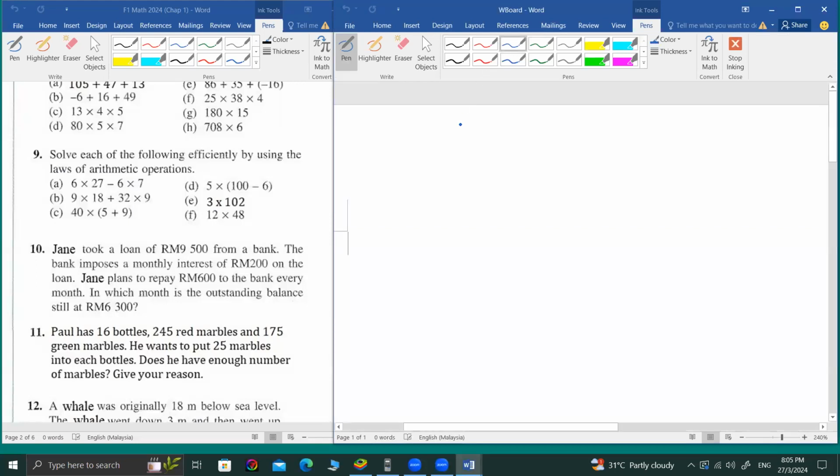So we go back to question 9E that I asked you to do as homework, right? Let me check. Yeah, E and F. Question 9, E and F. So listen to me. You remember last week I mentioned arithmetic operations, right? Let's say I give you 3 times 102. The way that you can solve it is how? Remember? 3 times what? Yes, 3 times 100 plus 3 times 2.